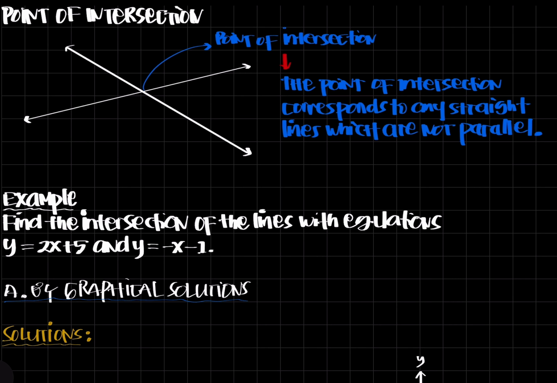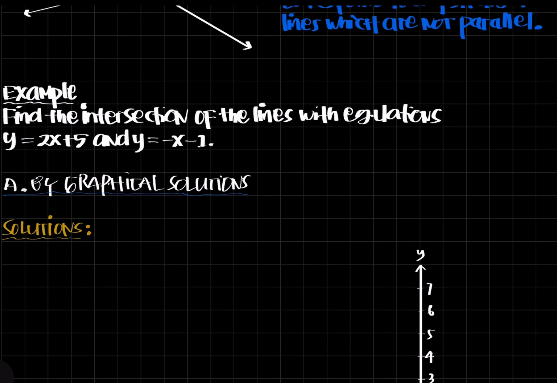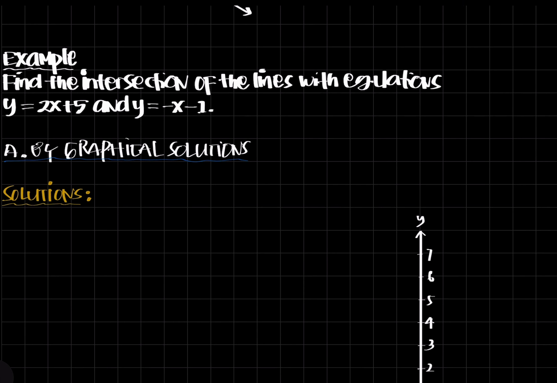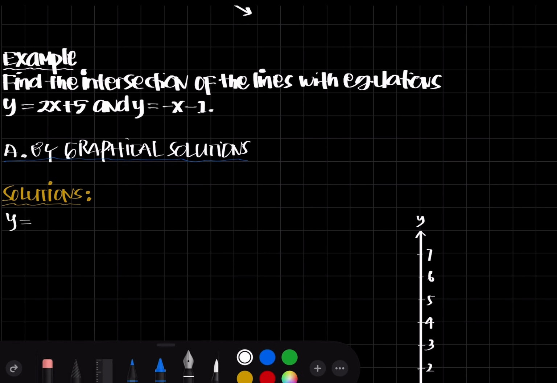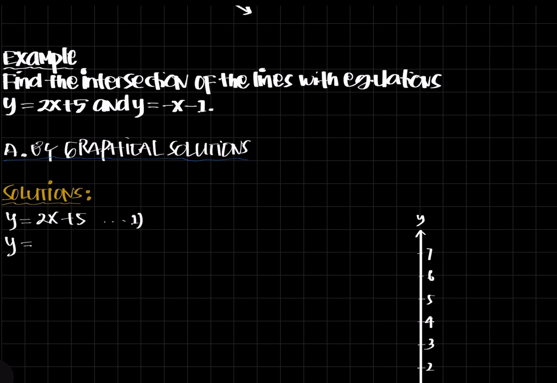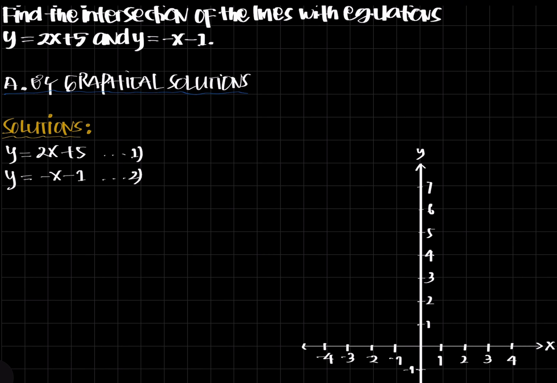So now let's solve the first example. Find the intersection of the lines with equations y equals 2x plus 5 and y equals minus x minus 1. Let's write down the first equation, y equals 2x plus 5. The second equation is y equals minus x minus 1. And how can we solve this?